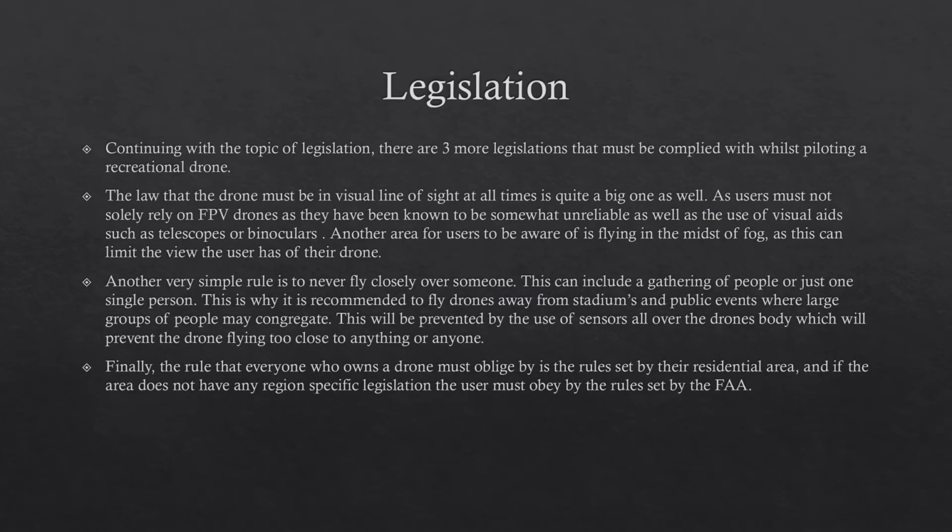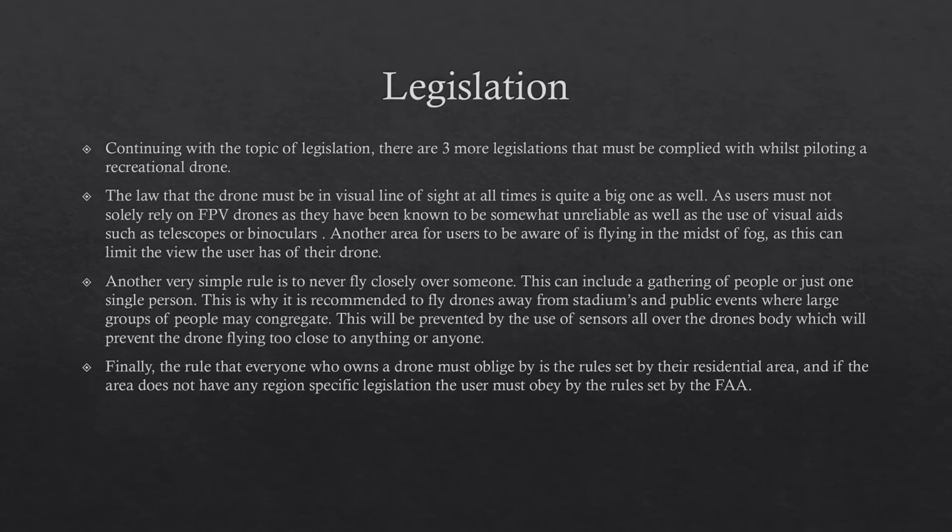Continuing with the topic of legislation, there are 3 more legislations that must be complied with whilst piloting a recreational drone. The law that the drone must be in visual line of sight at all times is quite a big one, as users must not solely rely on FPV drones, as they have been known to be somewhat unreliable, as well as the use of visual aids such as telescopes or binoculars. Another area for users to be aware of is flying in the midst of fog, as this can limit the view the user has of their drone.